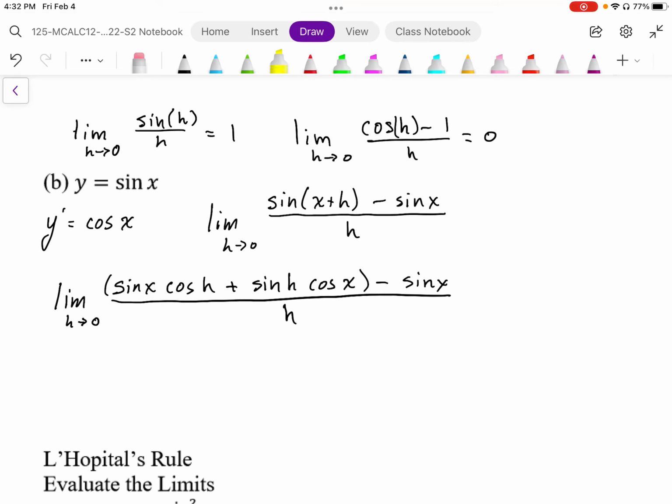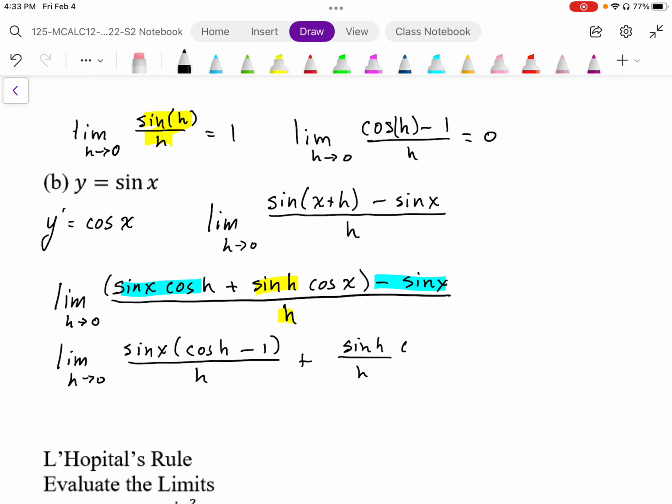Okay, so I can see here, I just want to highlight this. There's the identity that I was looking for over here. Okay, there's another one here, but we're going to have to factor to get that other identity. So I get the limit as h approaches 0, and I'm going to group these two terms together. So this term and this term get grouped together, and I'm going to factor the sine x. So I end up with sine x cosine of h minus 1, and I'm going to put that all over h, plus I get my sine h over h cosine x.